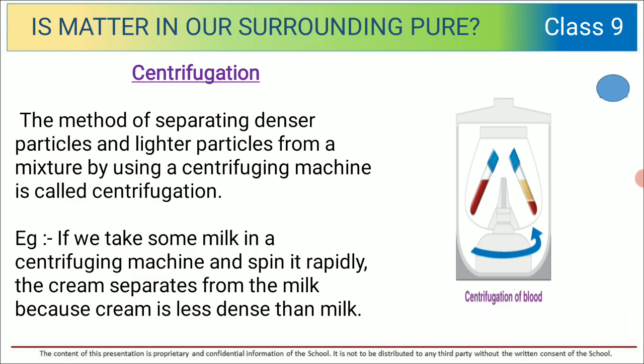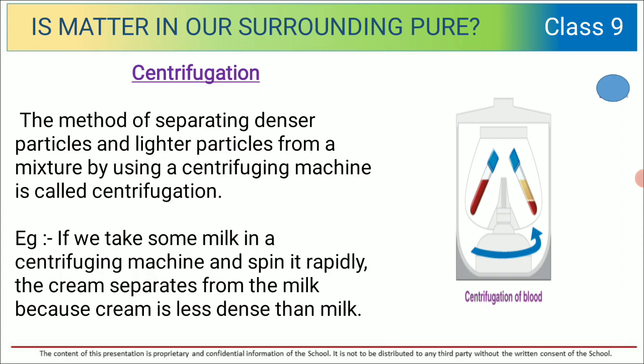Now let's move to the next, that is centrifugation. What is centrifugation? The method of separating denser particles and lighter particles from a mixture by using a centrifuging machine is called centrifugation. Here, due to the continuous movement of this machine, you will find that the denser particles will be separated from the lighter particles. The light particles, you will find, are at the top layer.